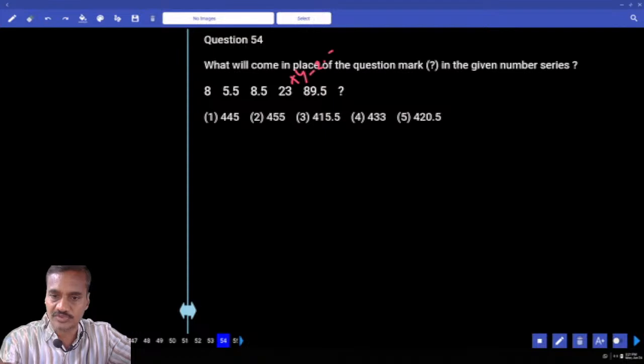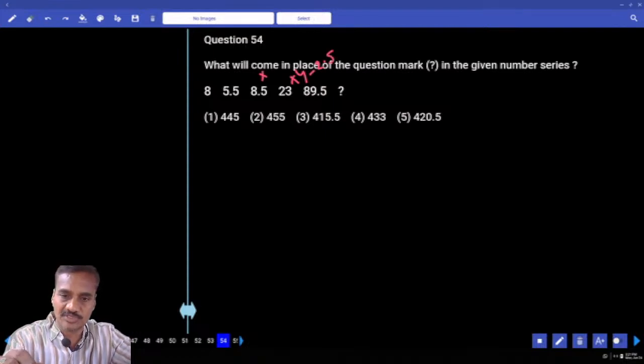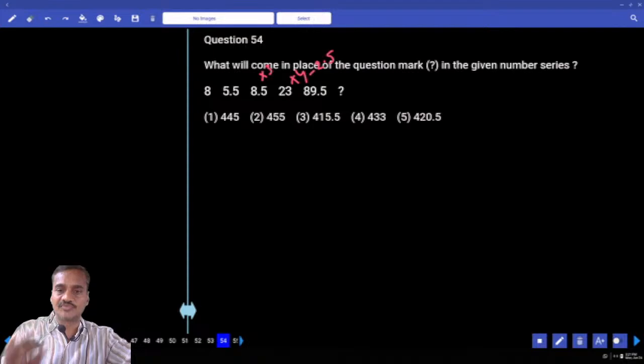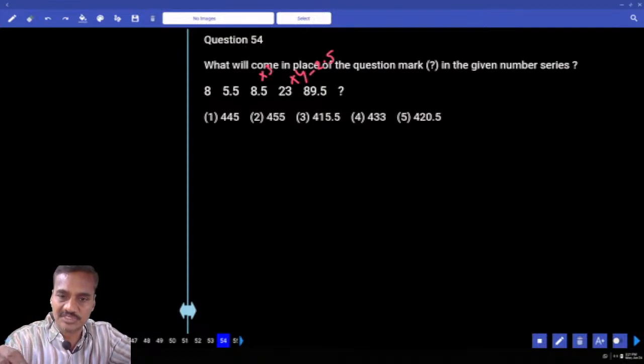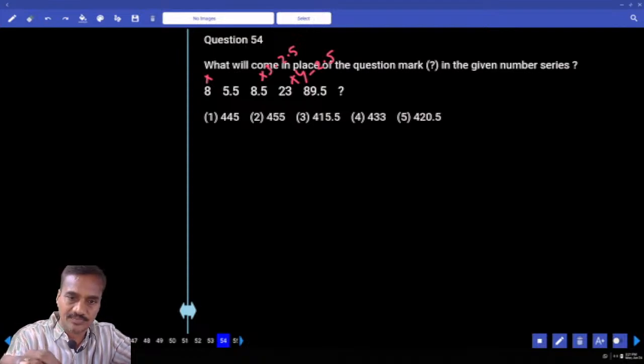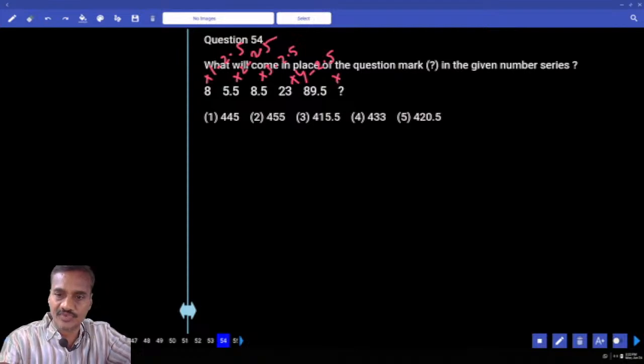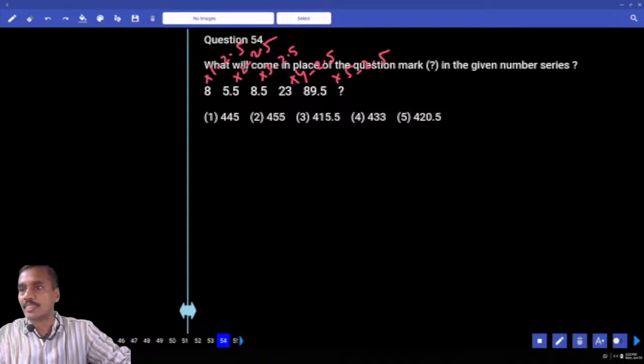Minus 2.5. Now 8.5 into how much? 3. 8 into 3, 24. 5 into 3, 1.5. That is 25.5. And here 23. How much is the difference here? Minus 2.5. Now here 8 into how much? 8 into 2 and 1. 8 into 1 minus 2.5. Here into 2. 11 minus 2.5. And finally into 5 minus 2.5. 89.5 into 5, how much?